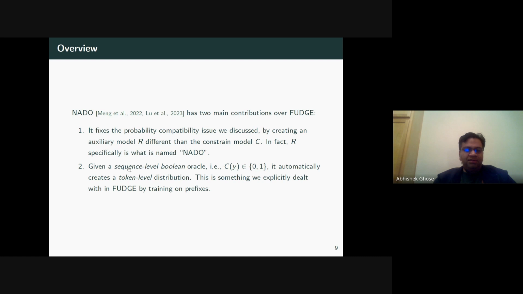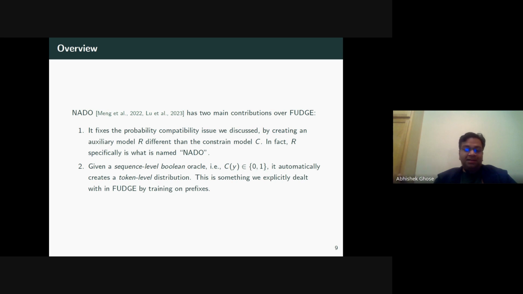And another advantage of NADO is the operational issue we talked about in the previous slide, that your oracle in NADO has to be sequence level, which means that you can give it a sequence and it will tell you whether it satisfies your constraint or not, right? Given the sequence level model, it automatically creates a token level distribution, right? So you don't have to struggle at the training phase creating all those prefixes, because NADO internally has a way of dealing with prefixes, right?